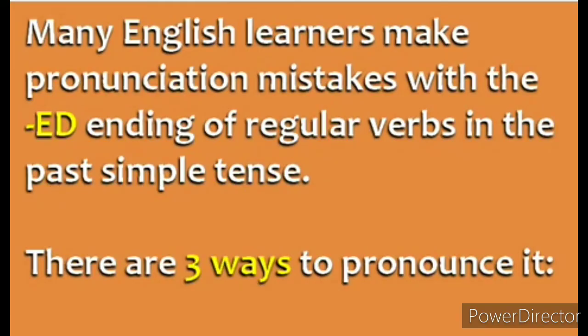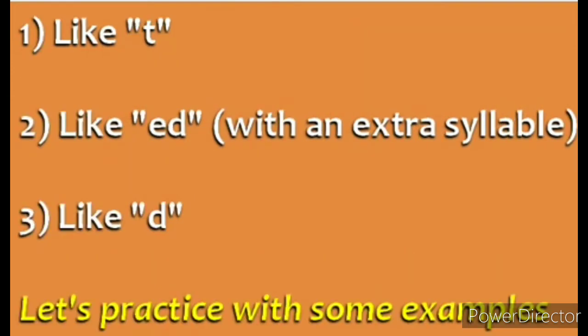Many English learners make pronunciation mistakes with the ed ending of regular verbs in the past simple tense. There are three ways to pronounce ed in English: like t, like ed with an extra syllable, and like d. Let's practice with some examples.